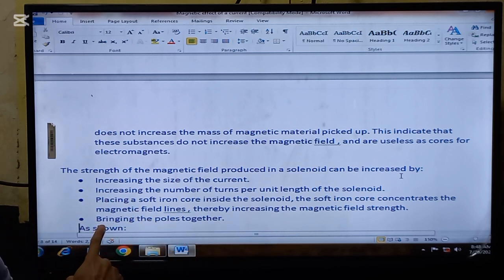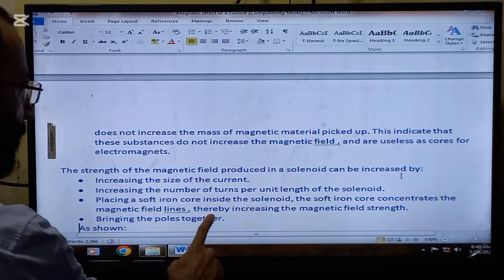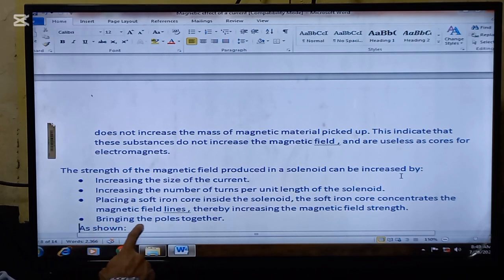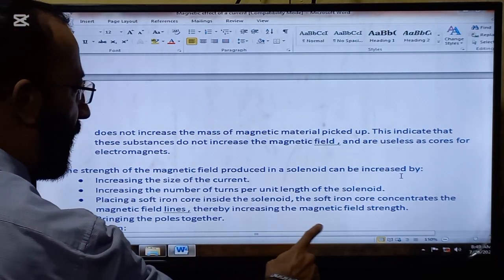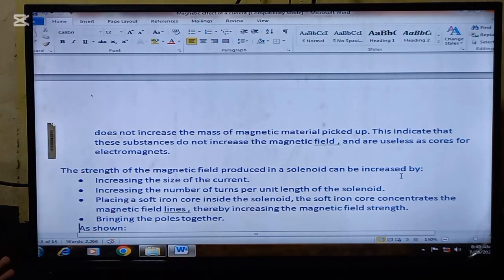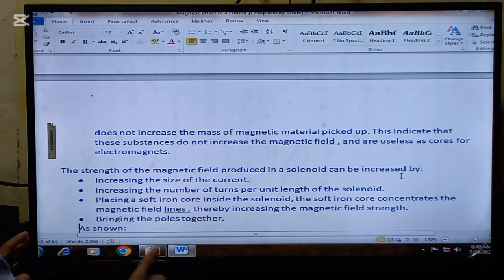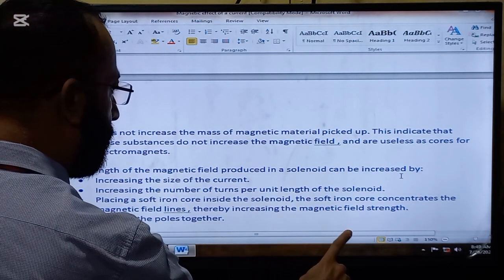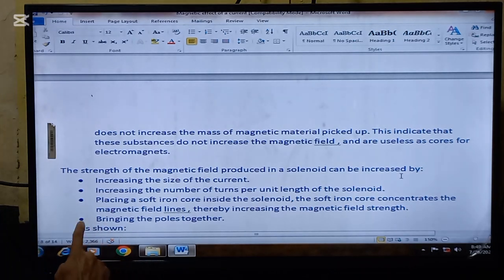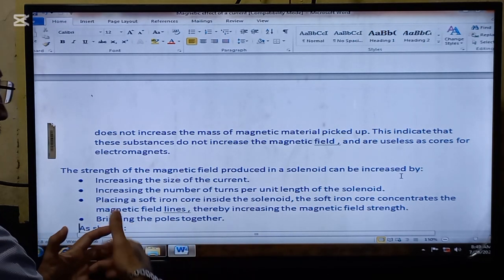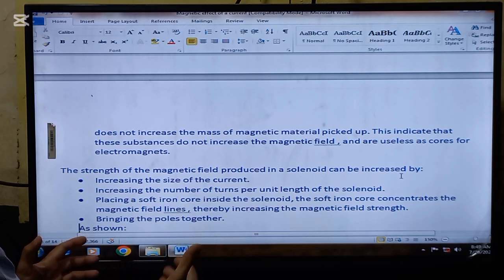Next point is placing a soft iron core inside the solenoid. The soft iron core concentrates the magnetic field lines, thereby increasing the magnetic field strength. If you place a soft iron core inside the solenoid, that will increase the strength of the magnetic field, because it concentrates the magnetic field lines.